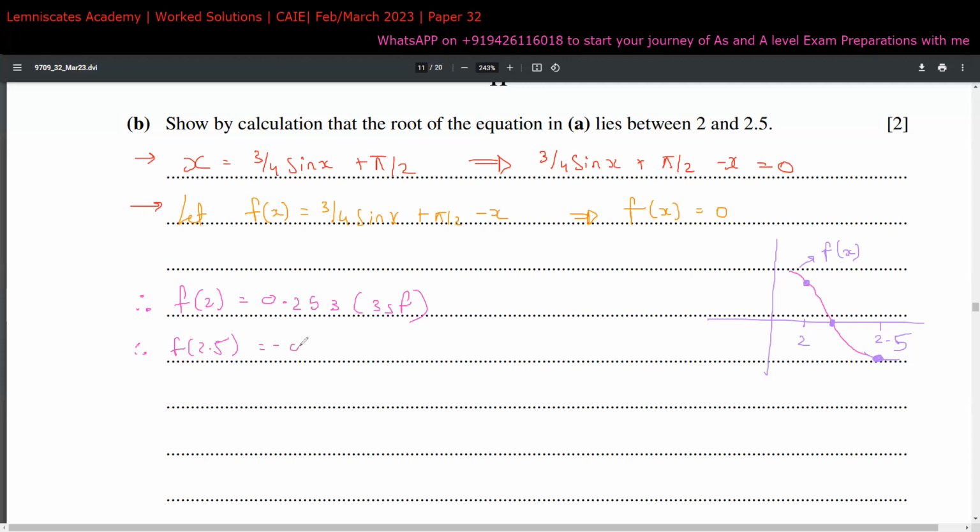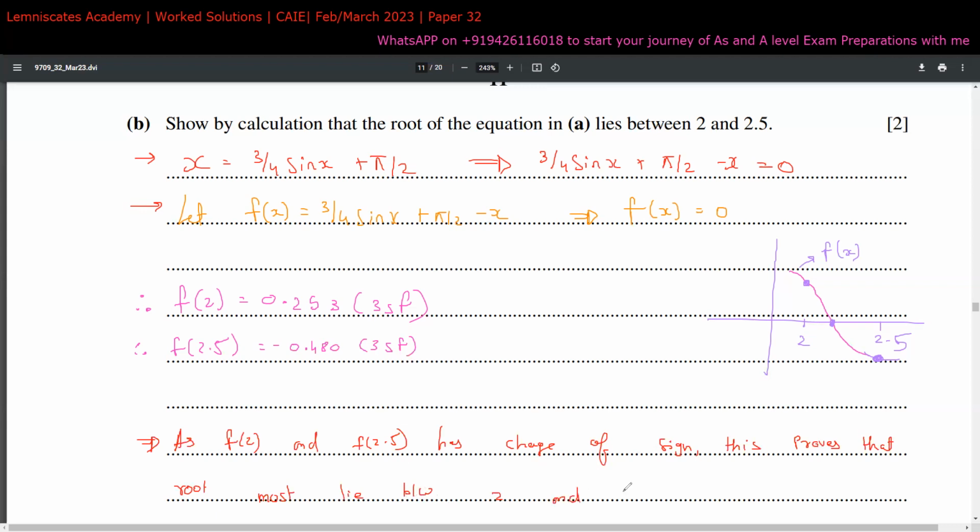I get a negative value, negative 0.480, correct to 3SF. And because there is a change in sign, I can conclude that as f of 2 and f of 2.5 have a change of sign, this proves that the root must lie between 2 and 2.5.